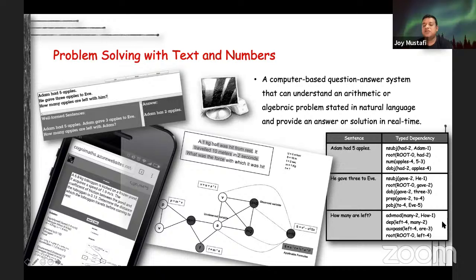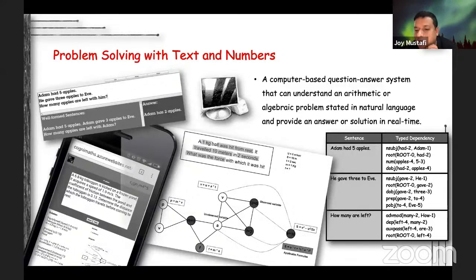How many are left? So I think many of you have answered this problem like 2, right? Because you have done 5 minus 3, the result is 2. But nothing is written here, right? So all of us, as human beings, in our neural network, with so many hidden layers and all, we thought: how many apples are left with Adam? Correct. So that was what we thought in our brain.